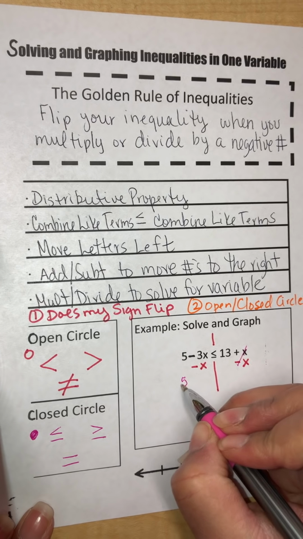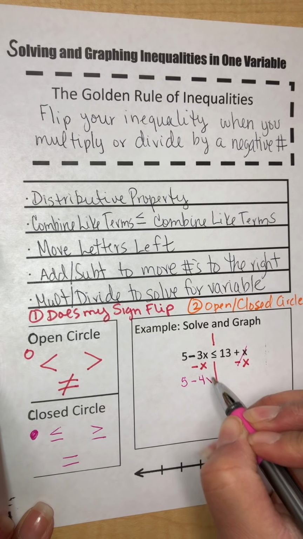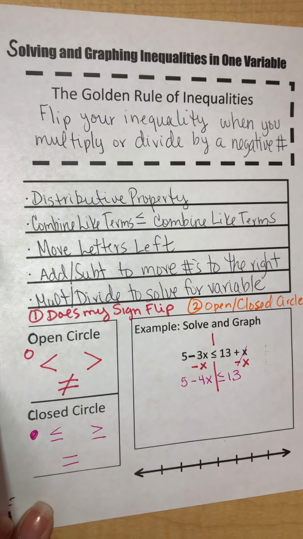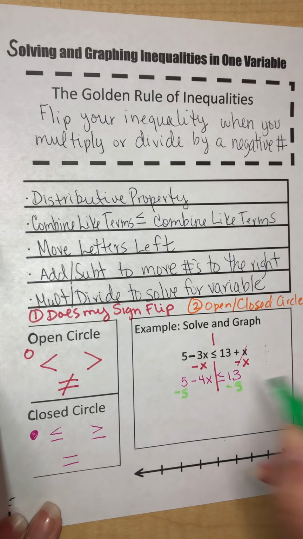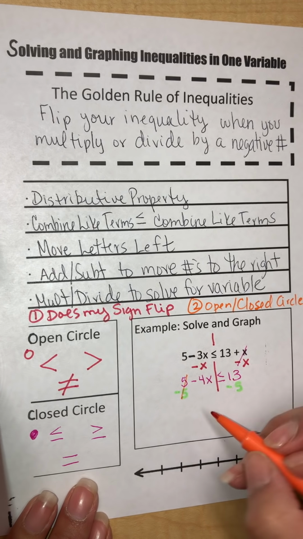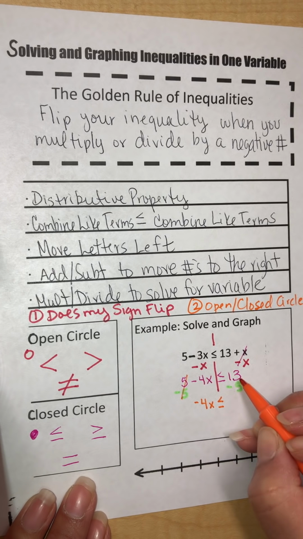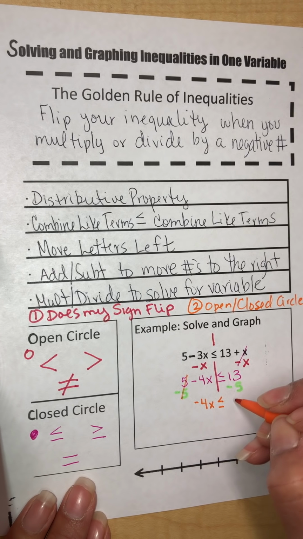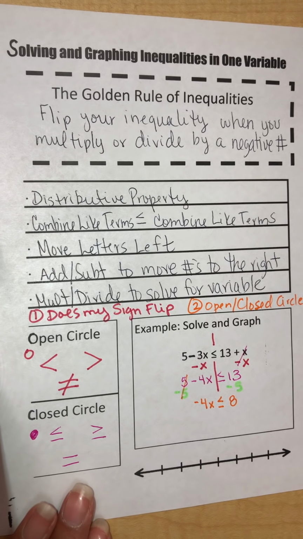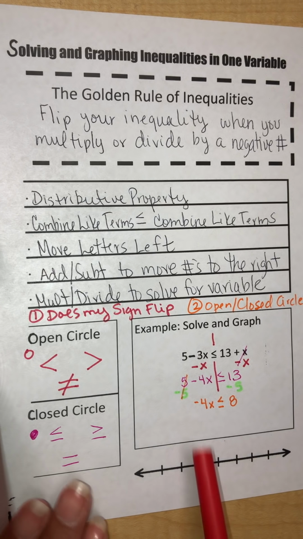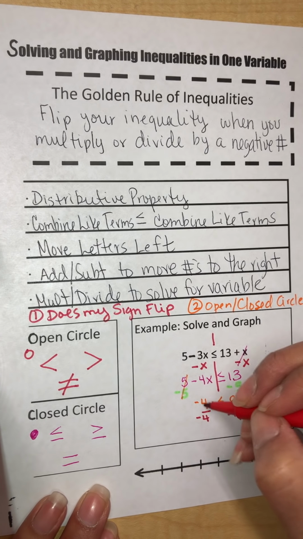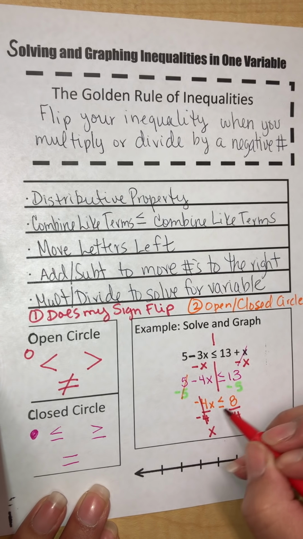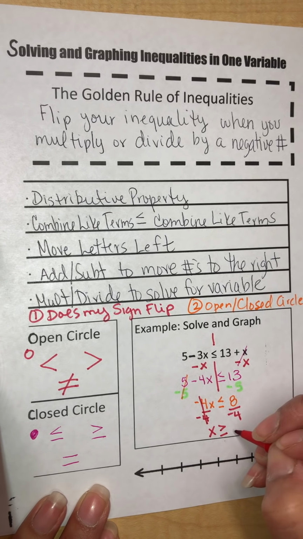That cancels. I'm going to have 5, negative 3x and another negative 1x make negative 4x, less than or equal to 13. Now move numbers to the right, so we're going to have to subtract because this is positive, so we do the opposite. Subtract 5 from both sides. I'm left with negative 4x is less than or equal to 13 minus 5. It's 8. Positive, because we got more positives than negatives. And then finally, I am going to divide. And I'm dividing by a negative number, so golden rule. This cancels. I have my x, but I'm going to have to flip my sign. And 8 divided by negative 4 is negative 2.